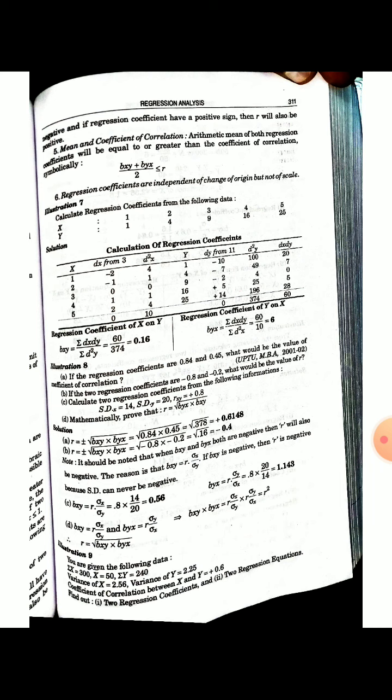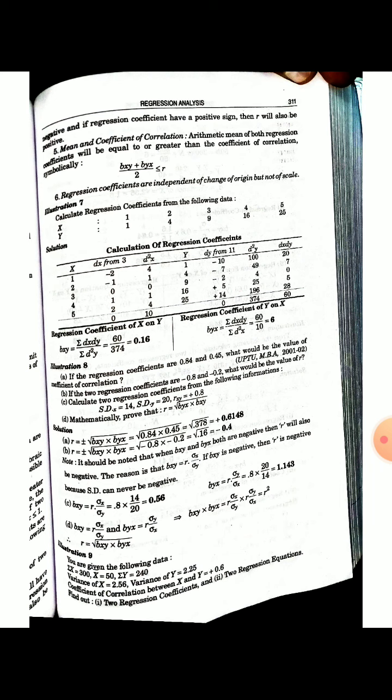There are 5 values, so we will add 1 plus 4 plus 9 plus 16 plus 25, and dividing the total by 5 we will get 11. From the deviation from 11, dy from 11, we will get minus 10, minus 7, minus 2, 5, 14. D square y.